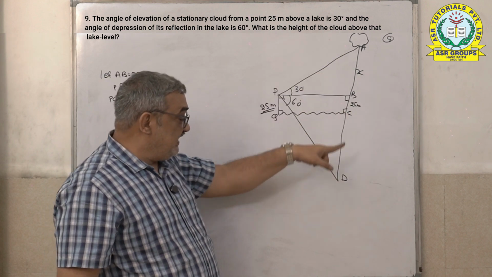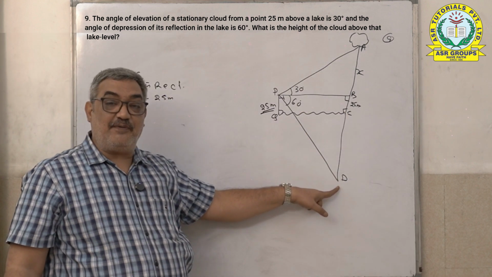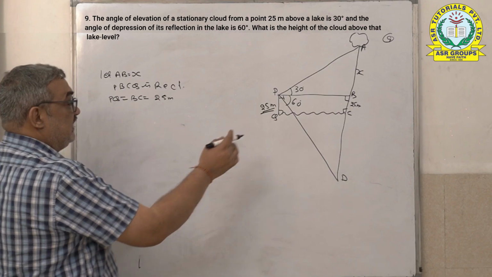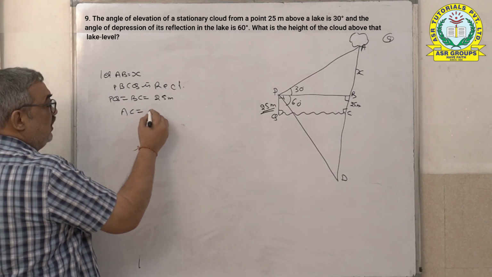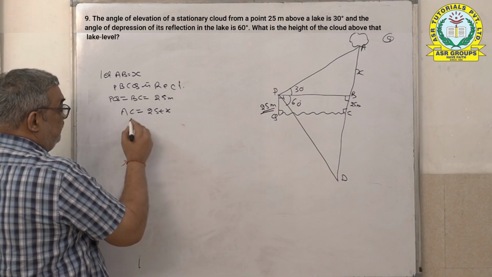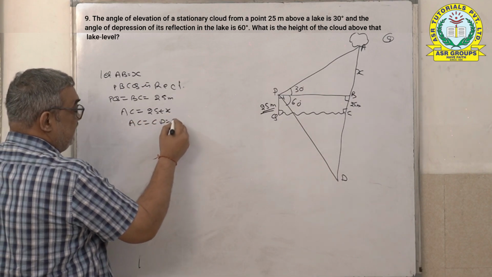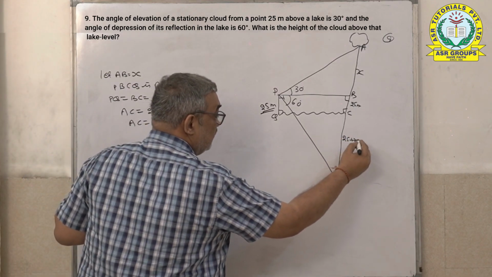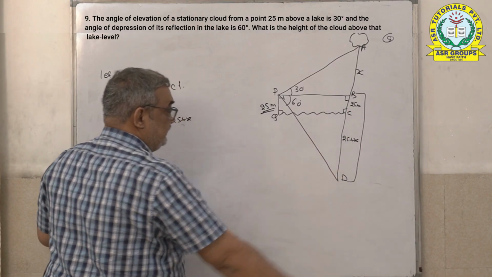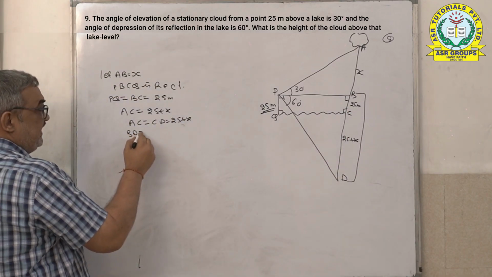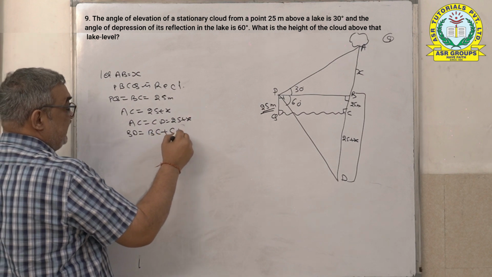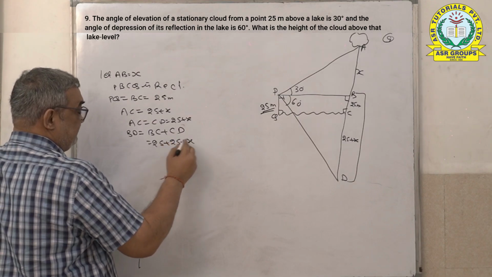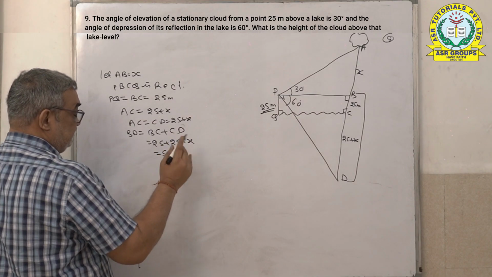So AC is same as CD. Distance of object is same as distance of image. So AC equal to 25 plus X. AC same as CD, 25 plus X. So this part is, so BD how much? BD is BC plus CD, 25 plus x, 50 plus x.